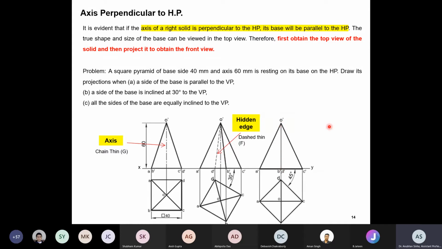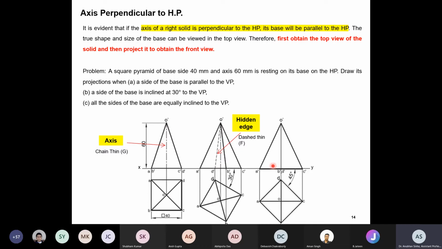Can anyone tell me why axis is not shown here? Coinciding. Correct. So axis will be hidden behind this. So you will see this edge first. If you are an observer in the front view, you will see this edge. This will cover the axis. This will also cover this hidden edge. So you don't need to draw axis here. Whereas when you are looking at the side, there axis will be visible, here axis will be visible.